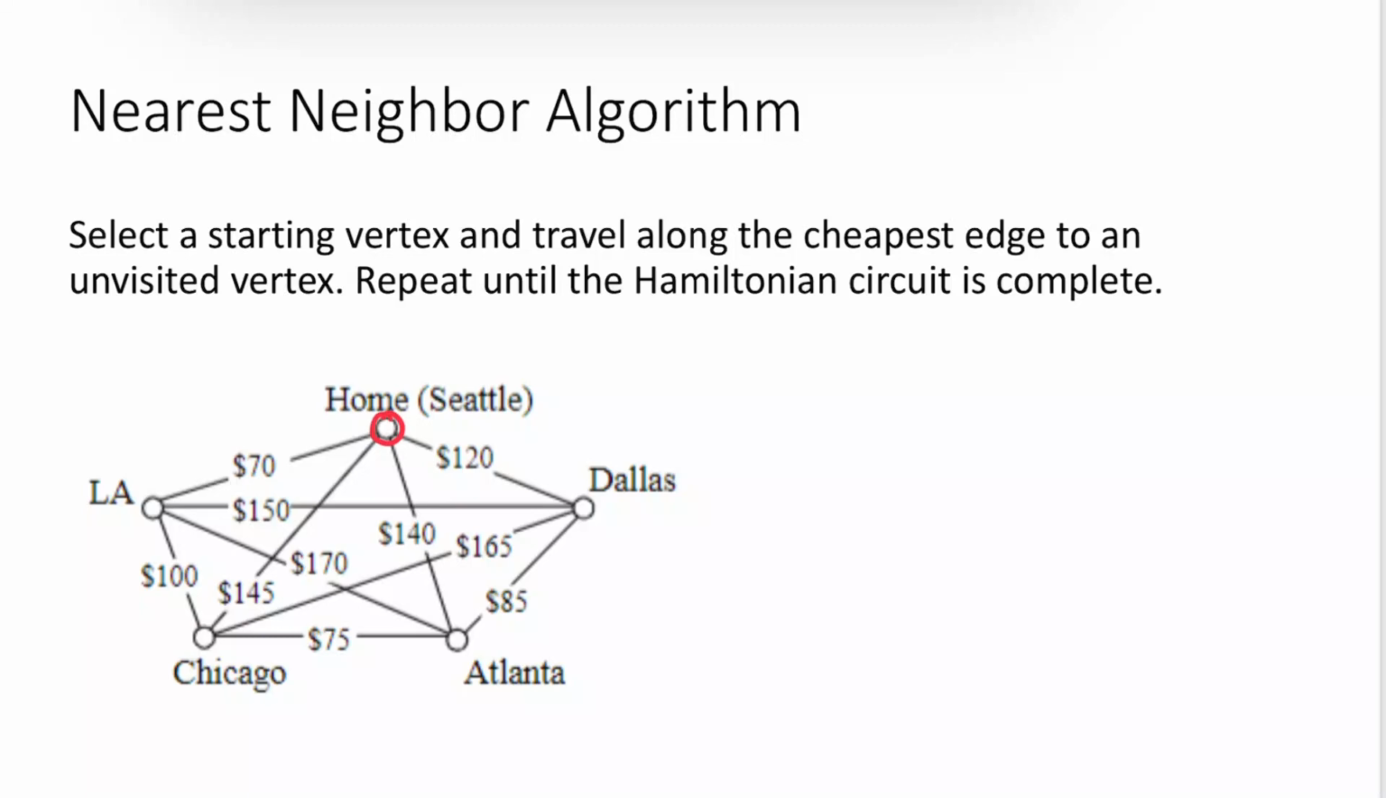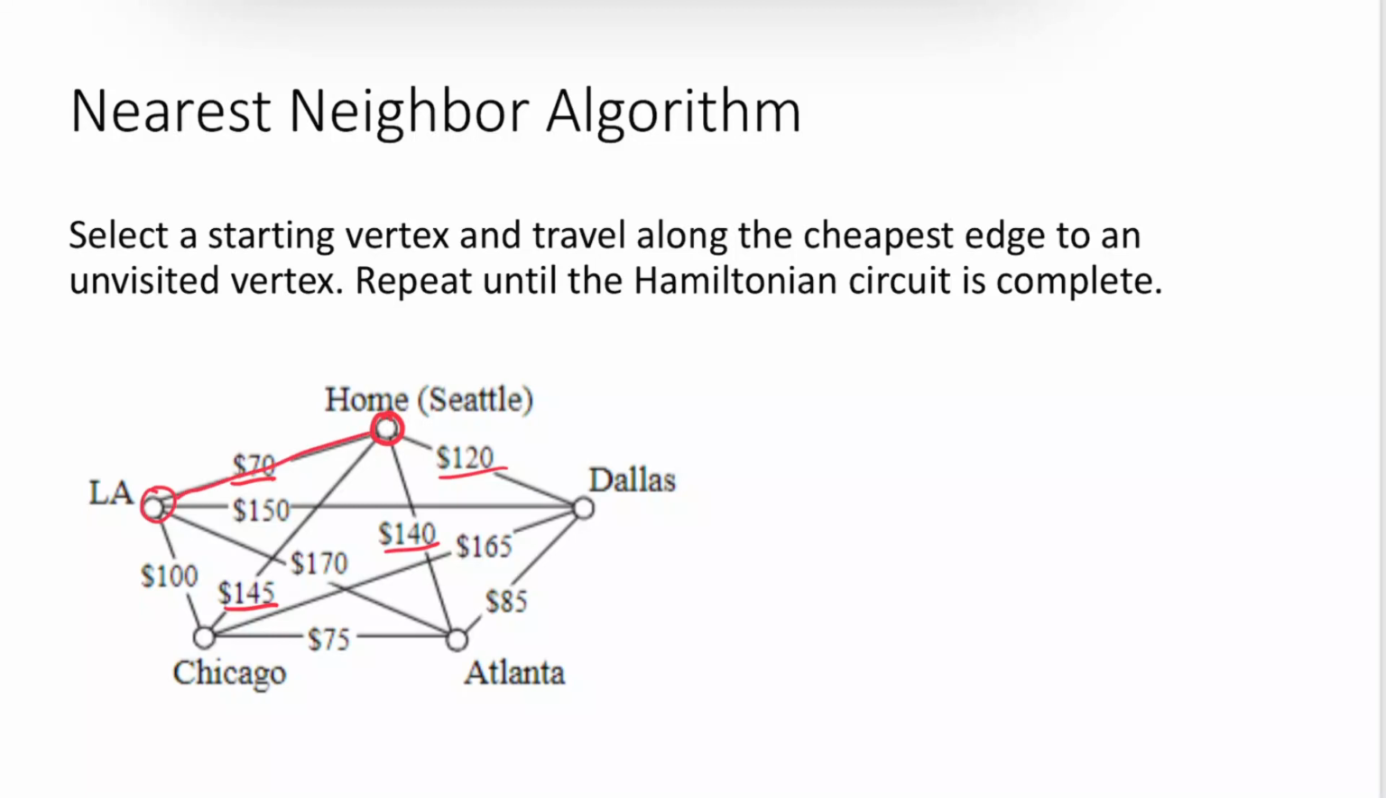So to get to LA, it costs $70. To get to Chicago, it costs $145. To get to Atlanta, it costs $140, and to get to Dallas, it costs $120. And so if we look at all of those neighbors of Seattle, it looks like the nearest neighbor is LA. So he's going to go from Seattle to LA, which will cost $70.